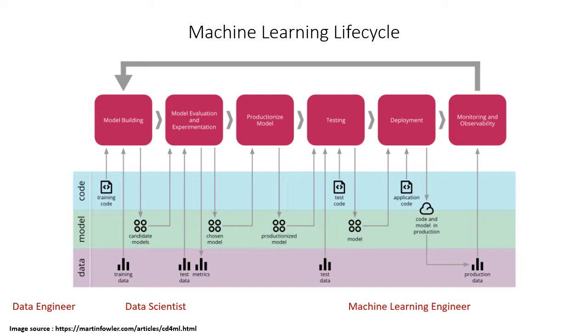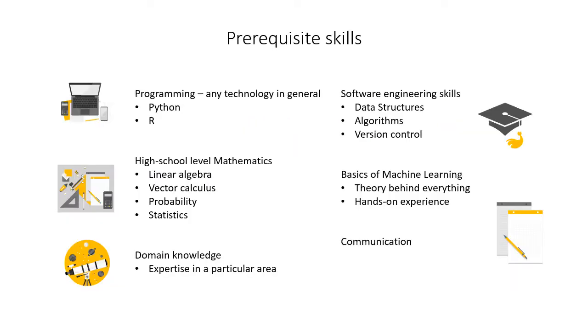With this idea in mind, let's dive into the specific roles and the necessary skill sets needed for those specific roles. First, let's look at some of the important skills that are common for different kind of roles that are available in data science. First skill that you need to have is programming. So you need to be good at programming in general. So you should be able to code in Python or R. Either you come from a CS background or a non-CS background, you will be able to pick up Python and R easily.